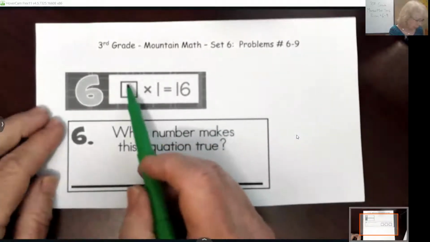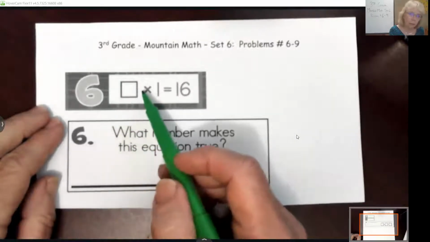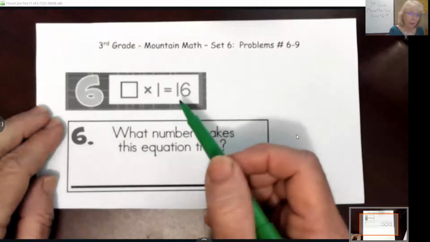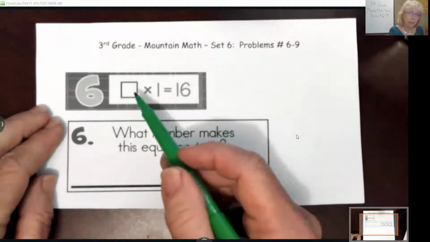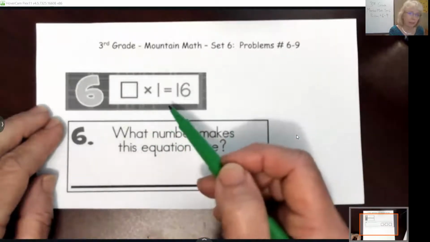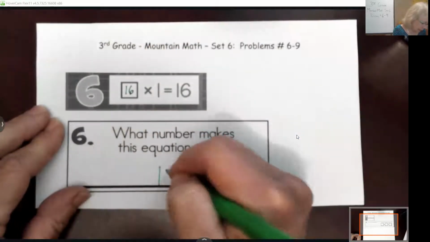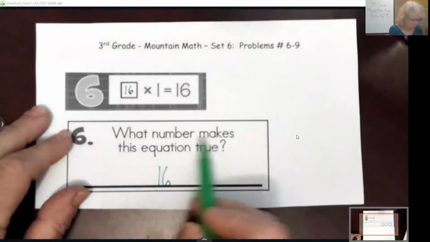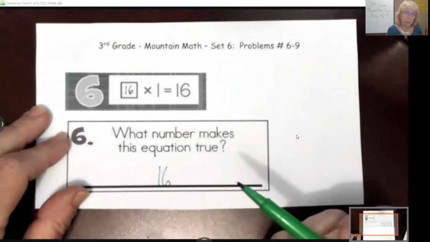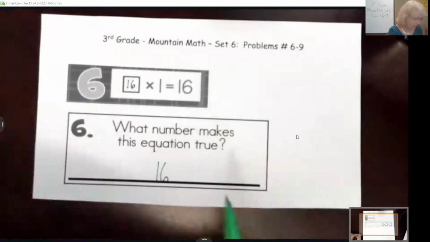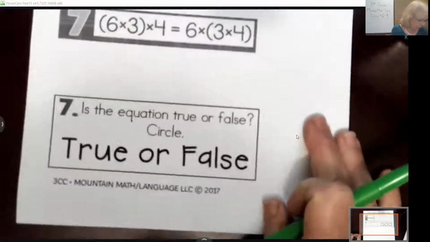Question is, what unknown number times 1 is equal to 16? Well, we know the identity property tells us any number times 1 is itself. So the answer that goes in here is 16 when they ask us what number makes this equation true. The number that makes the equation true is 16. Okay, that was easy. Let's go on to the next one.